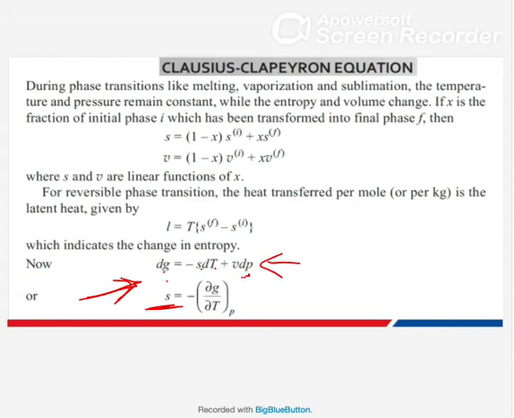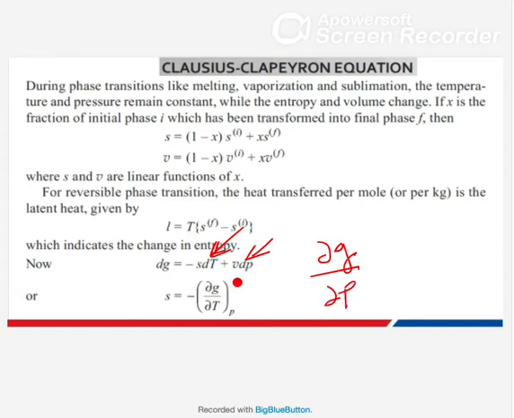That only we are going to see. Just wait, the next slide will come. So if you are assuming pressure constant, then you will get this one. And if you are assuming temperature constant, then what you will get? Dou G by dou P equals volume.